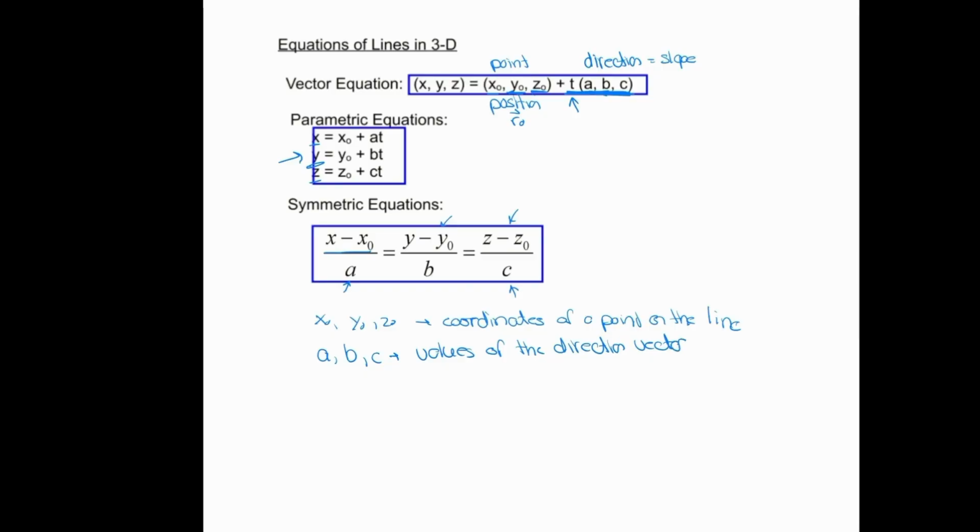Now, one thing to make note of here, because now our values of the direction vector a, b, and c are on the bottom of these fractions, a, b, and c cannot equal 0 because we can't divide by 0. It's undefined if we divide by 0. So let's do some examples.